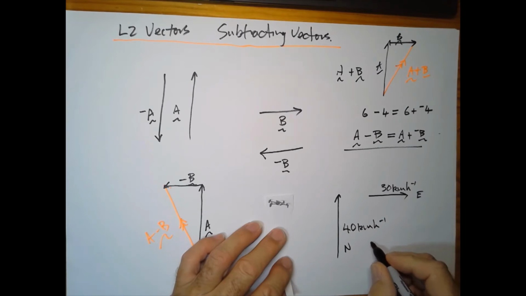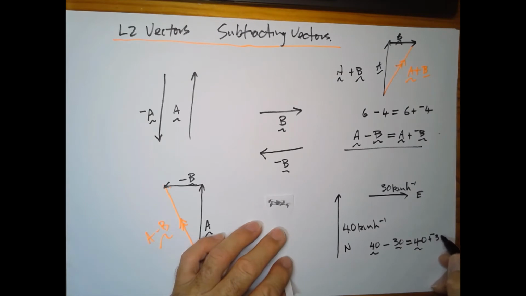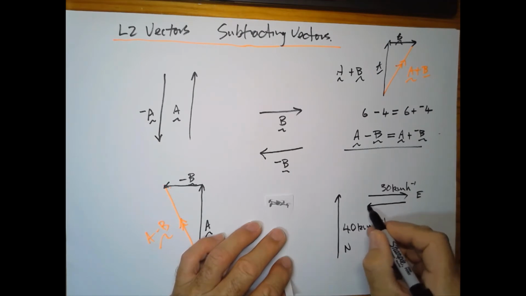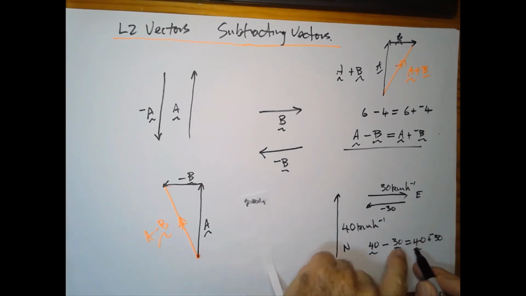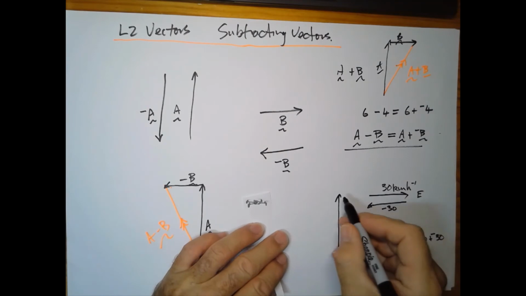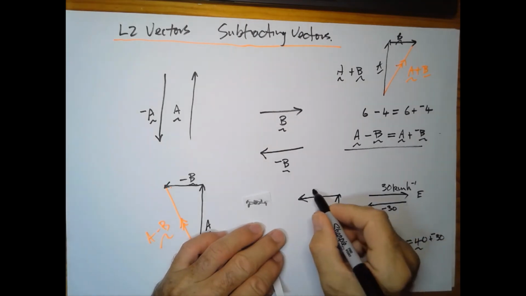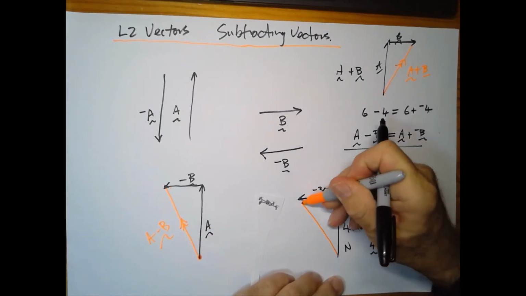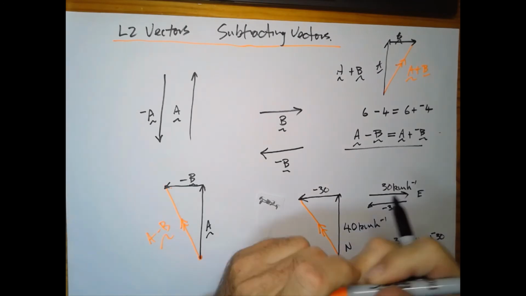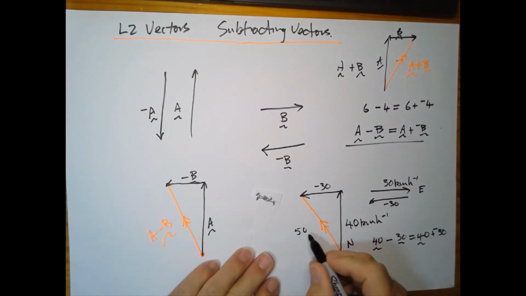So my 40 vector minus my 30 vector is going to be the same as my 40 vector plus the negative of 30. This is our 30 kilometers per hour vector, so this is going to be negative 30. So what do we get when we add 40 plus our negative 30? Our resultant is going to be this, which, as we know from our Pythagoras, is going to be 50 kilometers per hour.